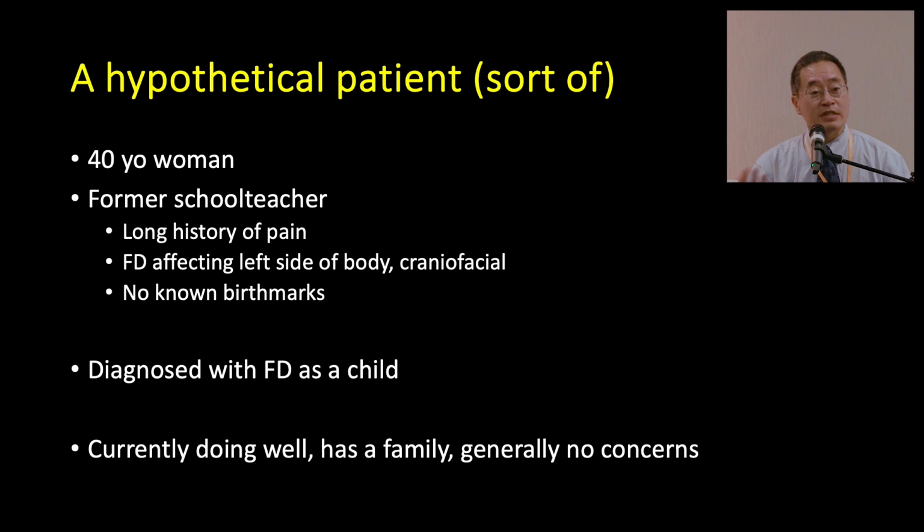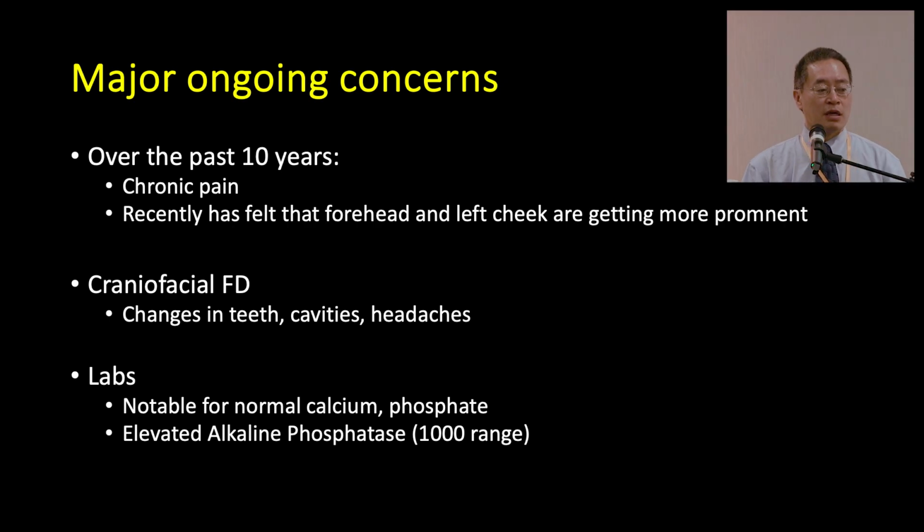Okay, so here's an example of a patient. This was a 40-year-old woman, former school teacher, with a long history of pain that's been going on with her fibrous dysplasia. She was originally diagnosed with fibrous dysplasia affecting the left side of her body and also some craniofacial lesions. Interestingly, she has no birthmarks. She was diagnosed as a child with fibrous dysplasia, has been doing well, has a family, generally no concerns. And over the past 10 years has noted a really significant increase in pain. She has chronic pain. And recently has felt that her forehead and her left cheek are actually getting much more prominent.